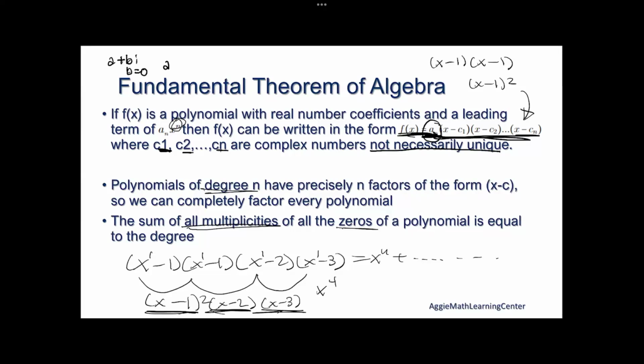This is helpful for questions that are like, do we have any imaginary roots? Because if we have an x to the n equation and we find, let's say, n minus 2 real factors, then that means that there are 2 imaginary factors.